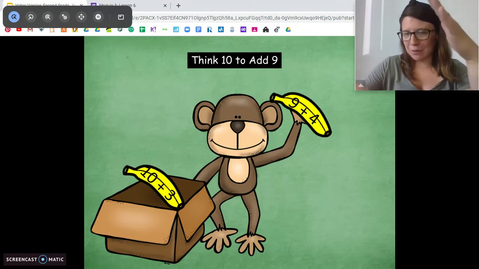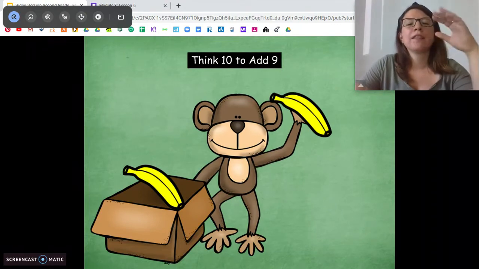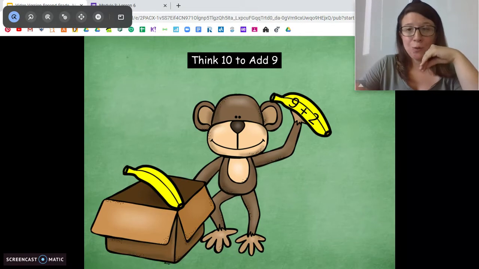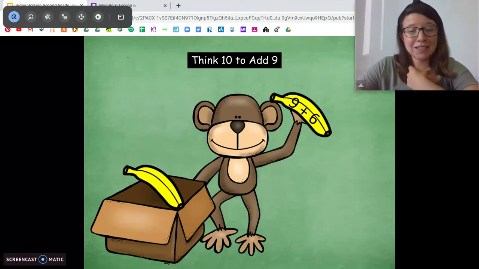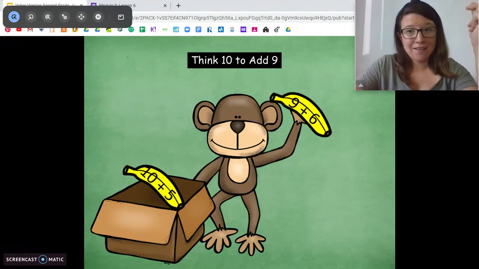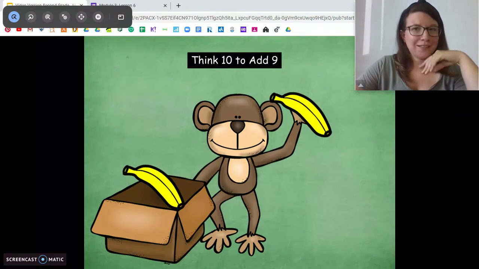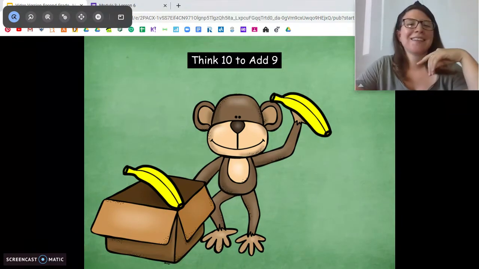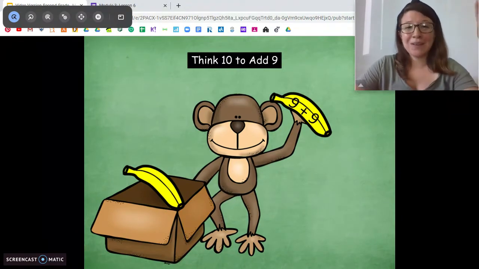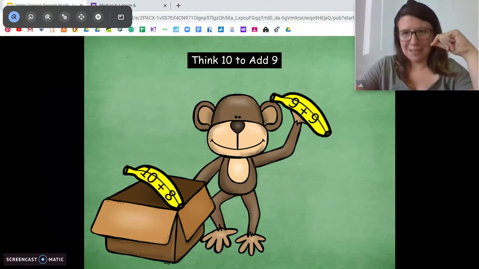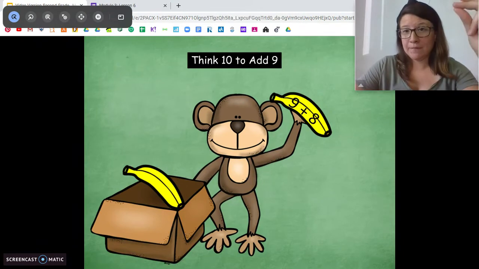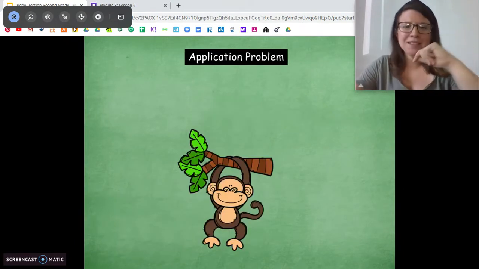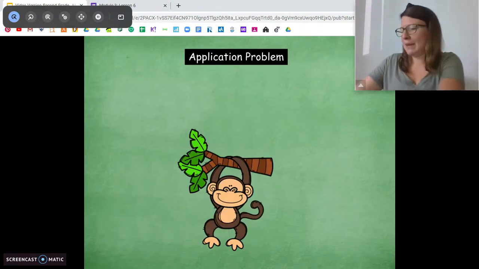Should be noticing a little bit of a pattern here. Here we go. Next one. If I give you 9 plus 2, you say 10 plus 1. Good work. If I give you 9 plus 6, you say 10 plus 5. Good job. Noticing that pattern? Wink, wink. If I give you 9 plus 9, you say 10 plus 8. Good work. If I give you 9 plus 8, you say 10 plus 7. Awesome.